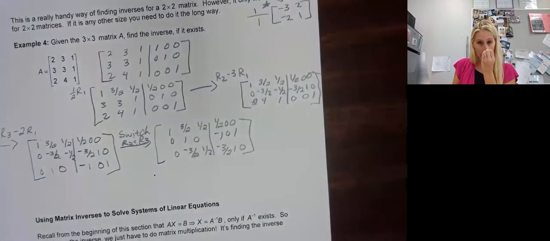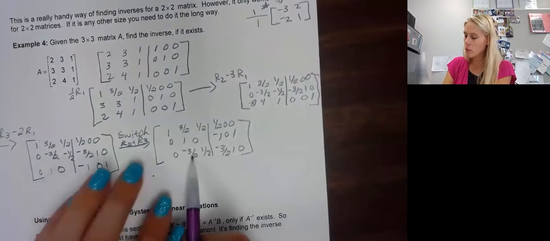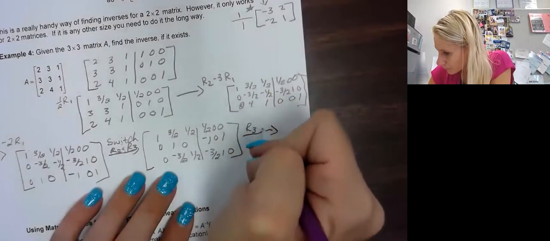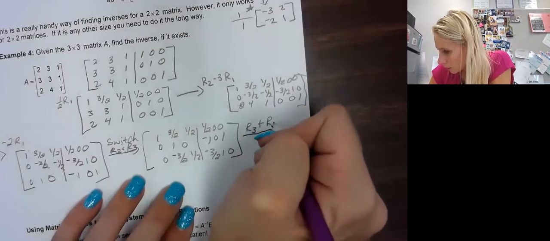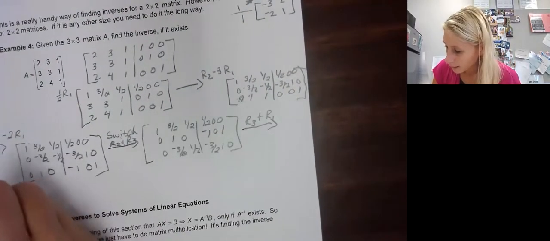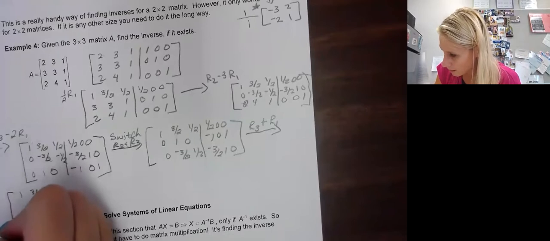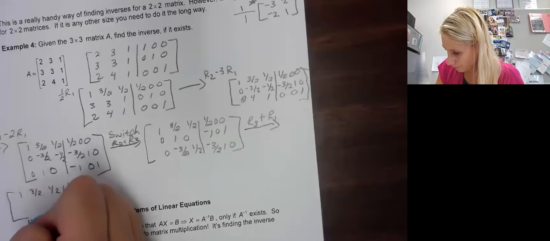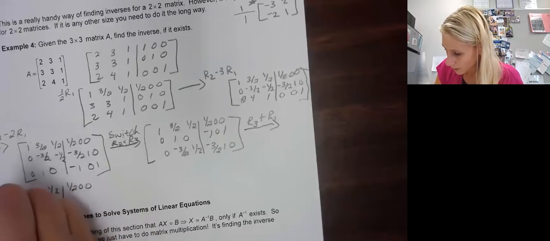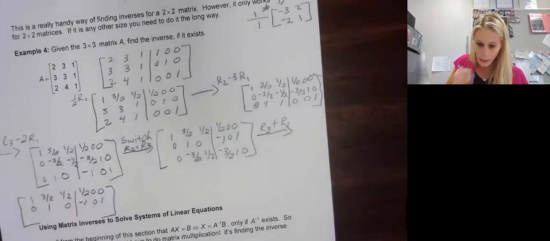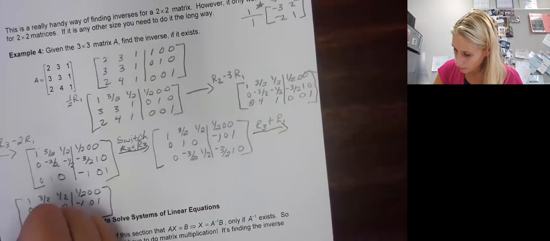Looks good. Okay. Now what do I need? I need a 0 right here. So what does that mean we can do? Well, we can take row 3 and add row 1 to it. First row stays the same. Negative 1, 0, 1. Okay, so that third row changes to 0, 0.